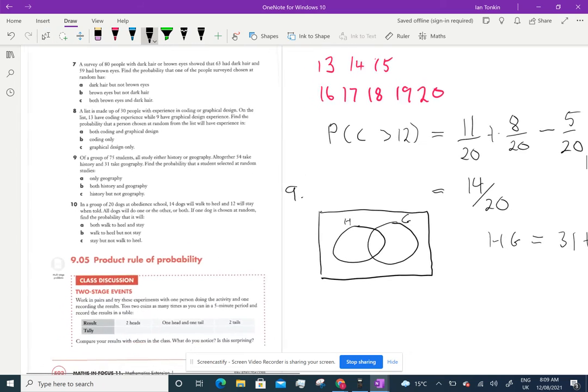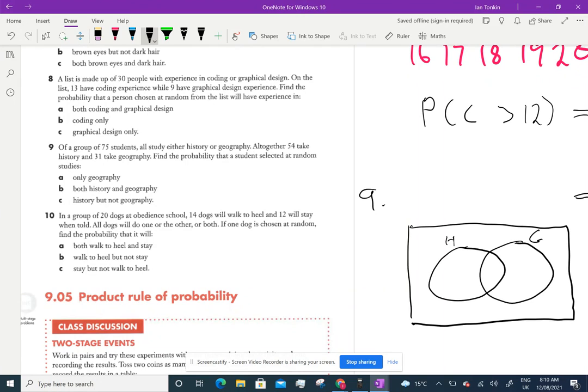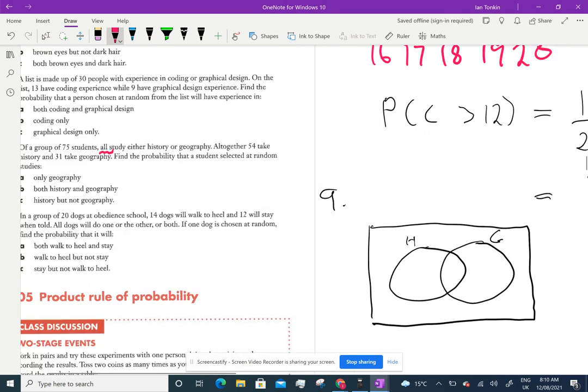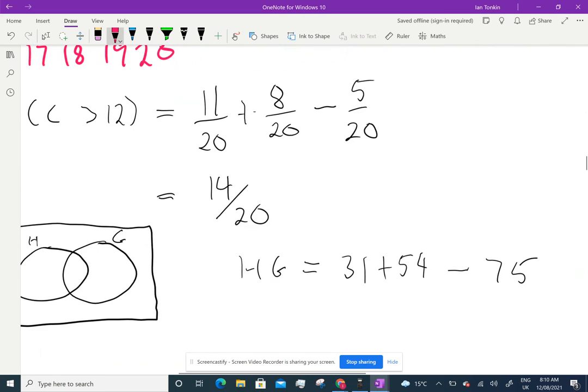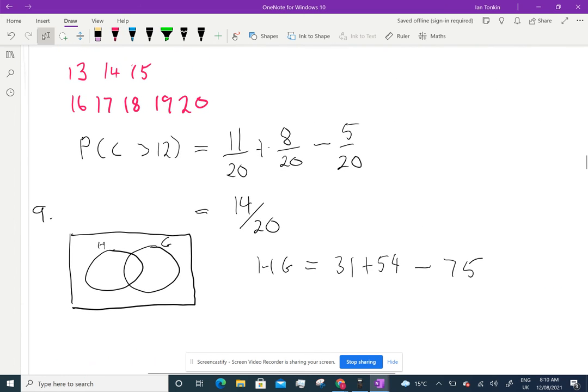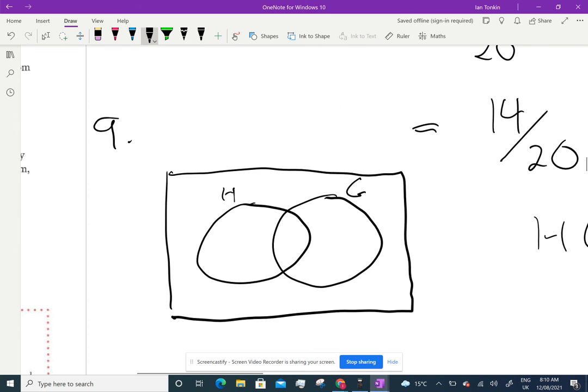Now I have to be careful here. Did it say they all? Yes, all. Because there might have been some that don't study either. But luckily it said all, so I don't have to worry about that. So that gives me 85 minus 75, which means I have 10 kids who do both. So I got 10 in here.